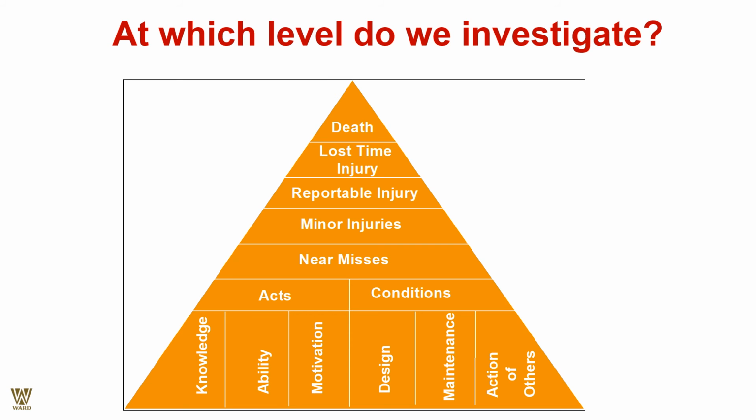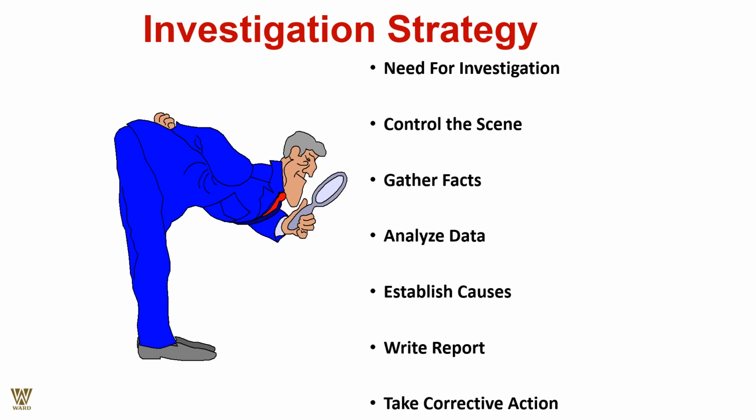But what about conditions? If you have the right behaviors in terms of knowledge, ability, and motivation, we talk about the conditions. Design is all about maintenance, actions of others, as the case might be. So we talk about near misses, minor injuries, reportable injury, lost time injury, and death. This is what we are looking at. So what are near misses, minor injuries, reportable injury, lost time injury, and death, as the case might be? Now, here, we need to motivate ourselves. We need to keep our behavior proper and, if possible, the conditions too.